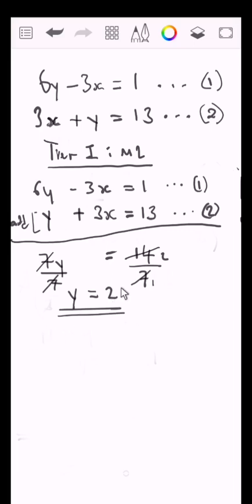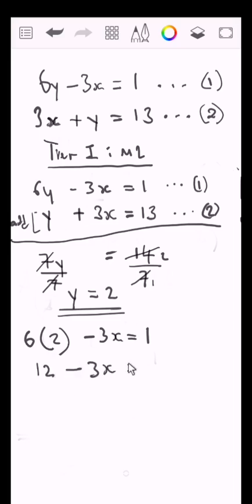We are going to substitute for y. We need to find x. Remember from our method number 1 that the value of x was 11 over 3. So if we work this correctly, we should find x as 11 over 3. So here 6 multiplying 2. This is y being substituted. Minus 3x is equal to 1. Then 6 times 2 is 12 minus 3x being equal to 1.